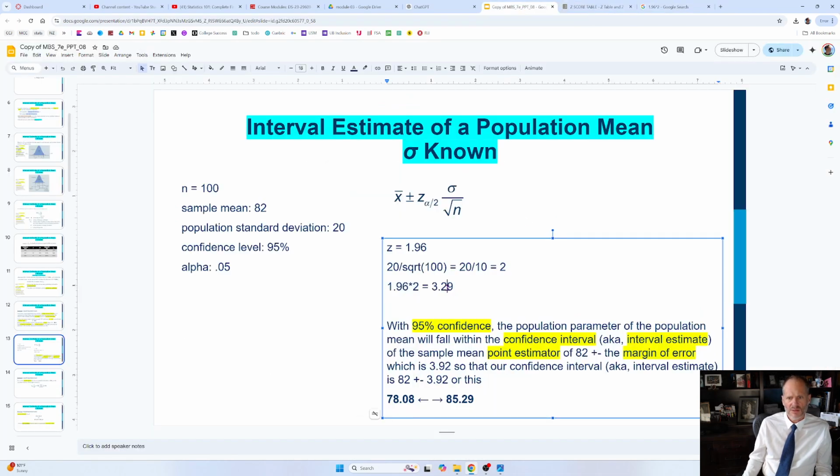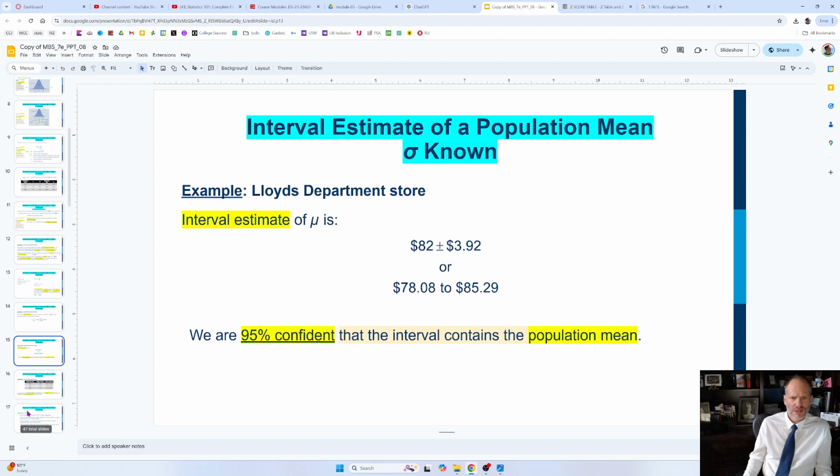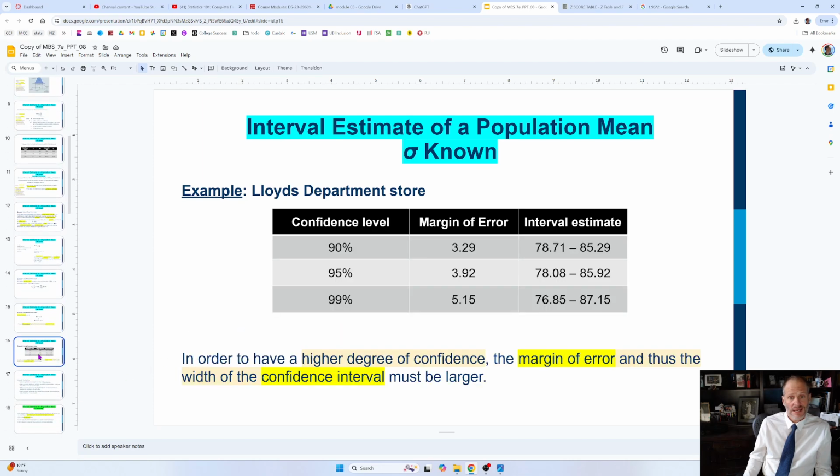So this is supposed to be 3.92, and they had a little bit of dyslexia. Okay, so the textbook isn't always right, but that should be changed, and I can't change that text because it's an image. So we are 95% confident that the interval contains the population mean. That's statistics, ladies and gentlemen.